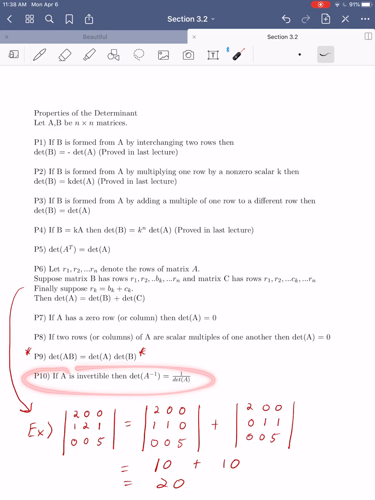Proving P10 is not hard if you use P9. You know that A times A inverse has to equal the identity. You take the determinant on both sides and you can prove this property. So a lot of these properties are proven by other properties. If you want to see all those proofs done formally, go ahead and check out your textbook, and they do go through each of those. For us, though, we're going to use the remainder of this video to look at some examples of using these properties to calculate determinants and just think more about what they're saying here.